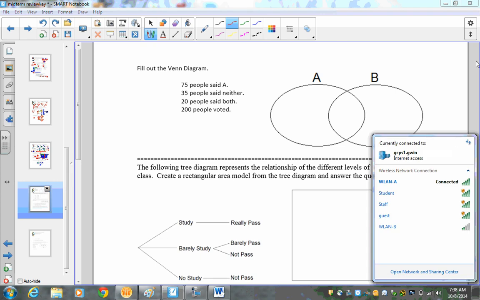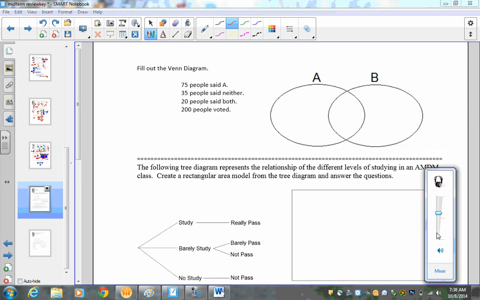So let me mute my computer. Oop, I don't need that. Let's go ahead and get started.